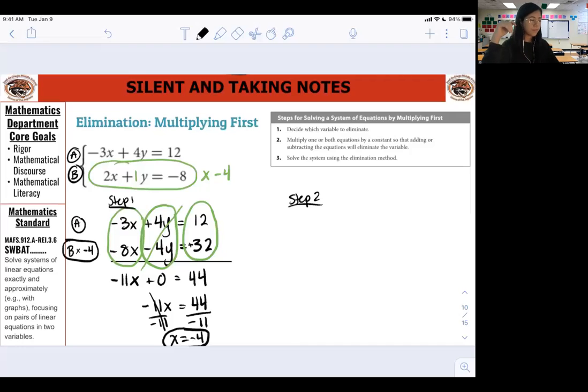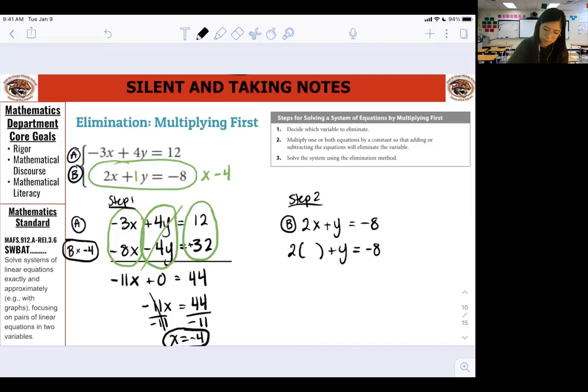All right, so should I plug this into equation A or B? B. I mean, you could do A. A is perfectly fine. It'll still give you the right answer, but in my opinion, B is just a little bit easier. The numbers are smaller, there's not as many negatives to work with. Okay, so I plug this in for my x, plugging in -4.